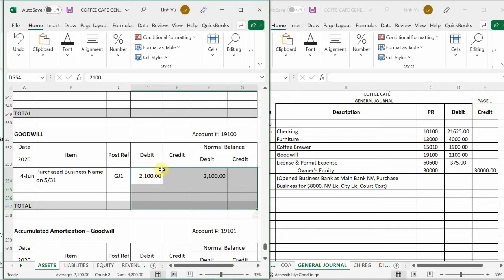Yes. How do you know that the business name was 2,100? Is it Goodwill? Yeah, this is Goodwill, yes. Remember, we calculated it. We paid $8,000 for a business that was only worth $5,900. We calculated this in the very beginning. Okay, cool. All right.